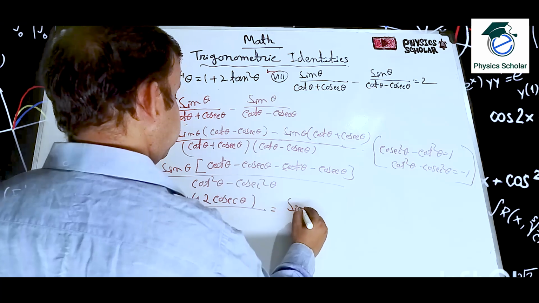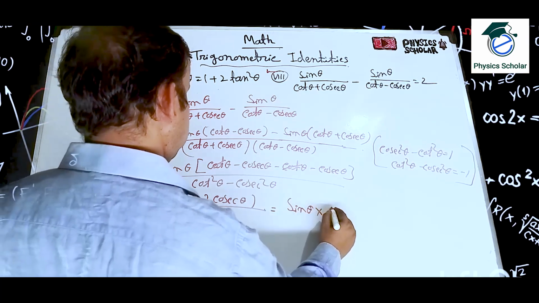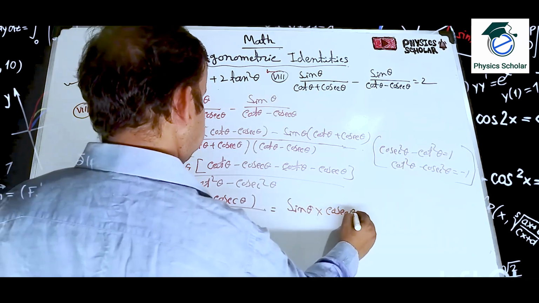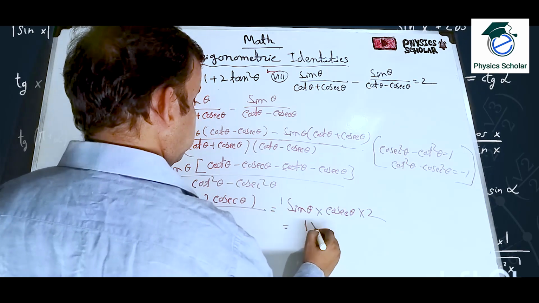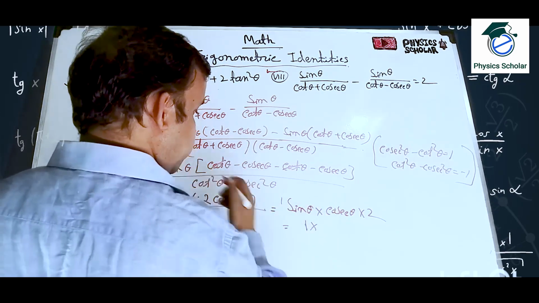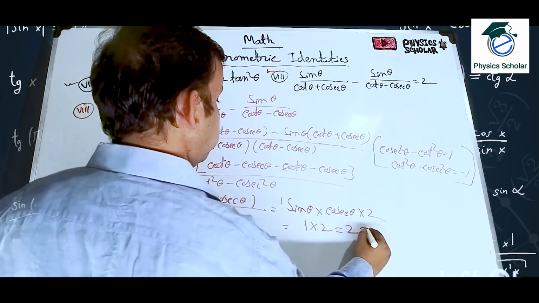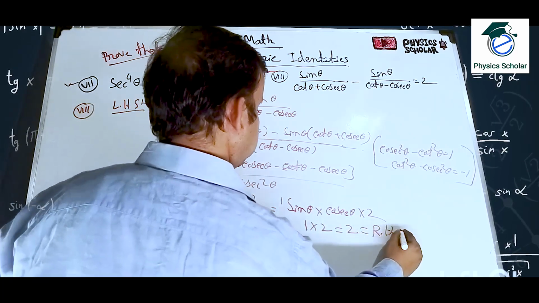This sign, that means what? Sin theta into cosec theta into 2. Sin theta into cosec theta means what? 1. So that means reciprocal. Okay. So 1 into 2 is equal to 2 is equal to right hand side.